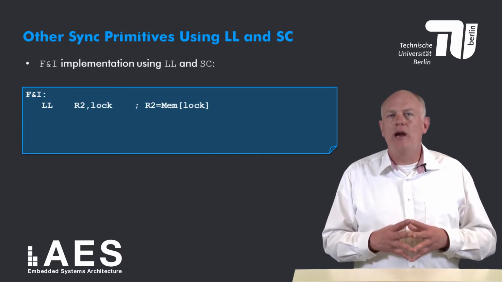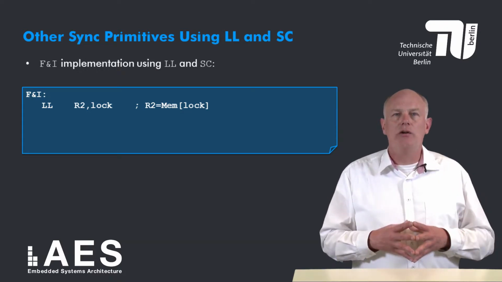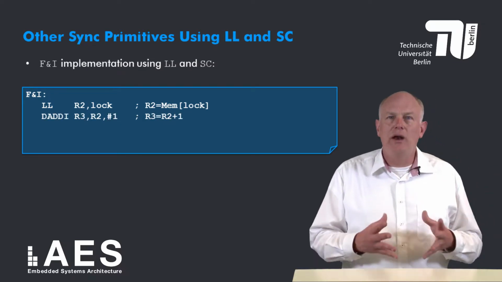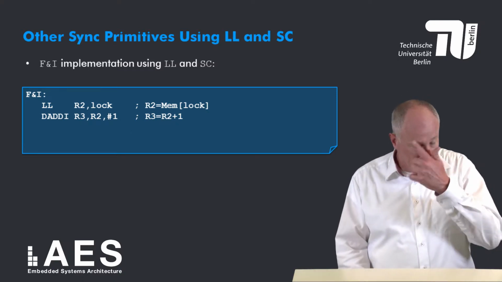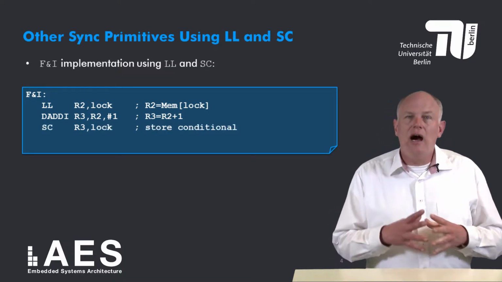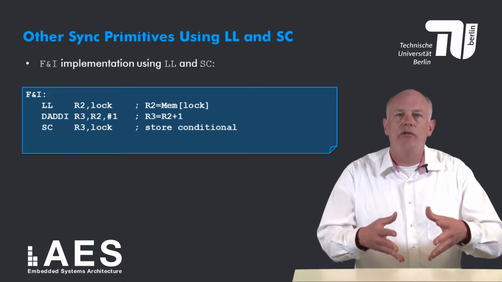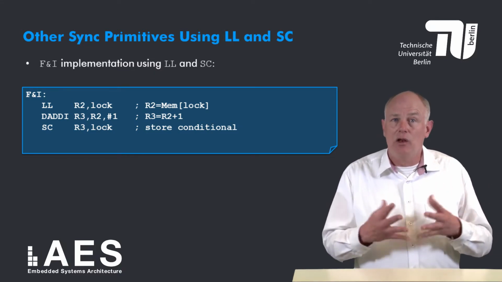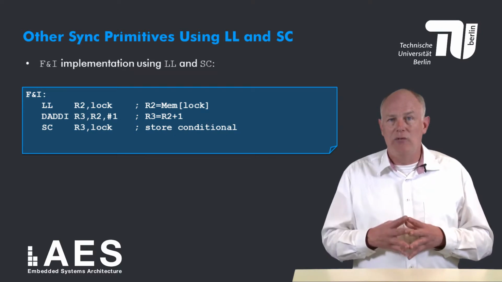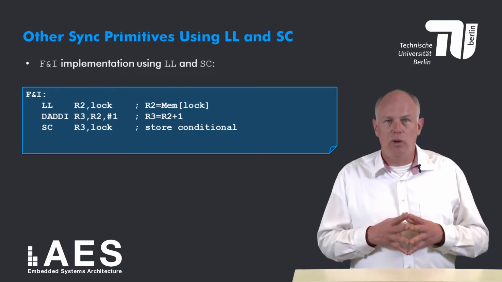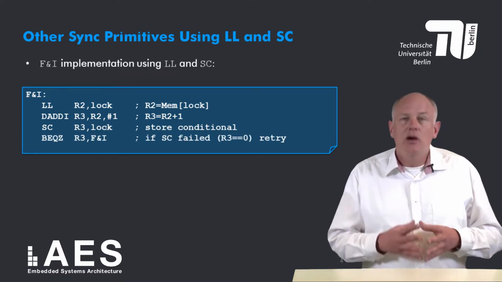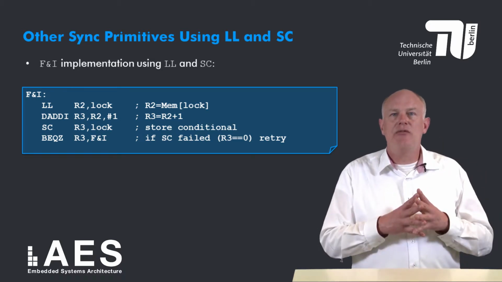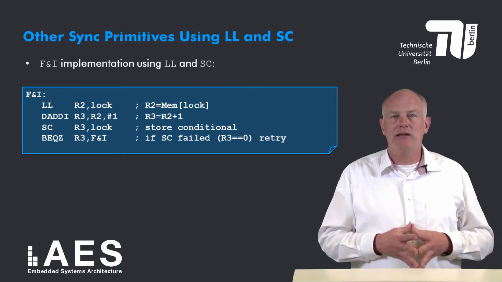First, we load the log variable to be incremented into a register R2 using load linked. Then we increment R2 with 1 and store the result in another register R3. Then we try to store the incremented value in R3 using store conditional. If we succeeded, meaning no other thread has written the log variable since the load linked, 1 will be returned in R3. Otherwise, 0 will be returned. Finally, we test if the store conditional succeeded. If not, we branch back. If yes, we're done and successfully incremented the log variable.